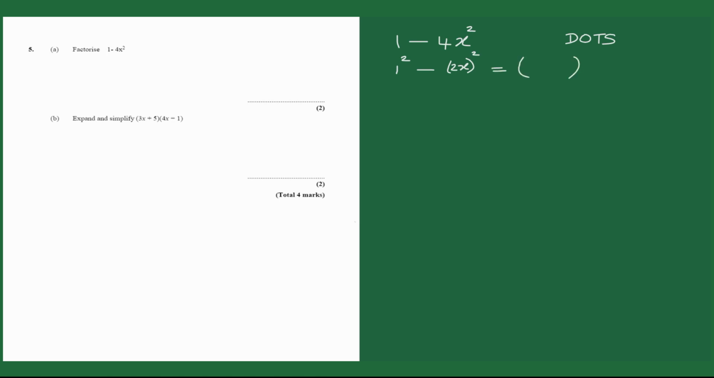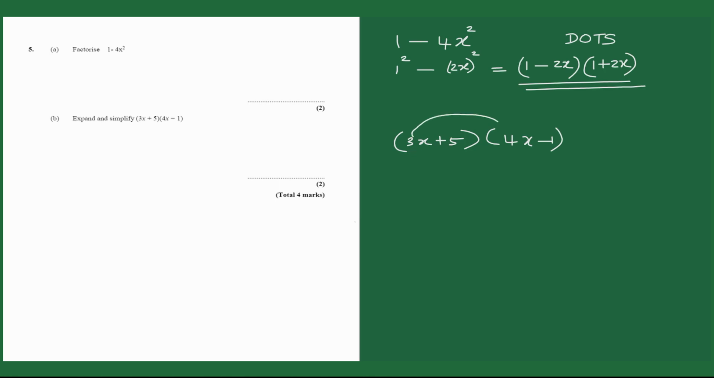So the difference of two squares means you can write it as (1 minus 2x)(1 plus 2x). So that is our final answer. Second part, expand and simplify, is a double bracket expansion. (3x plus 5)(4x minus 1).